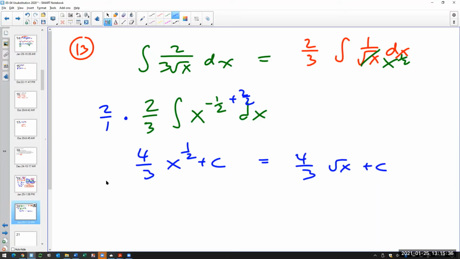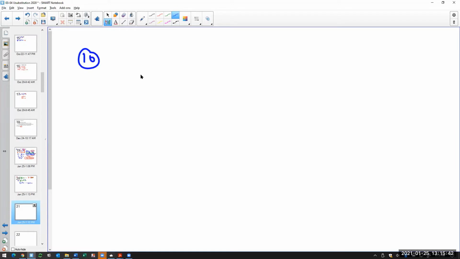Number 10. Number 10 is the integral of 3 secant x tangent x dx. Do you guys see the scalar you can pull out? You guys good pulling out that scalar?